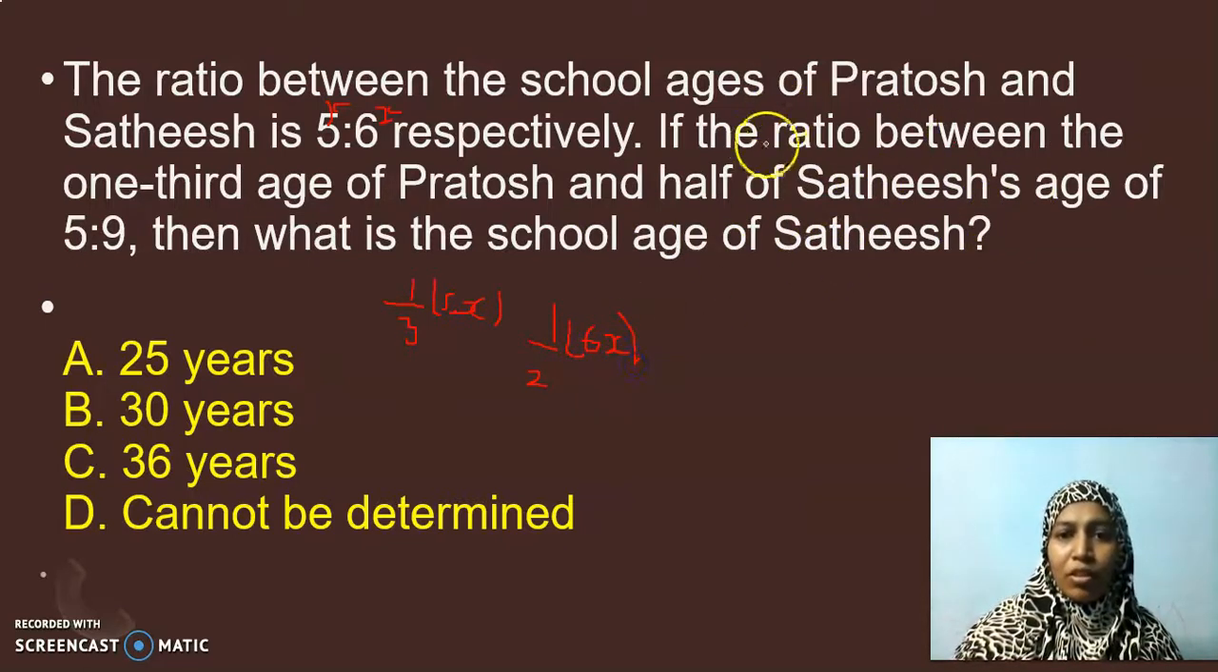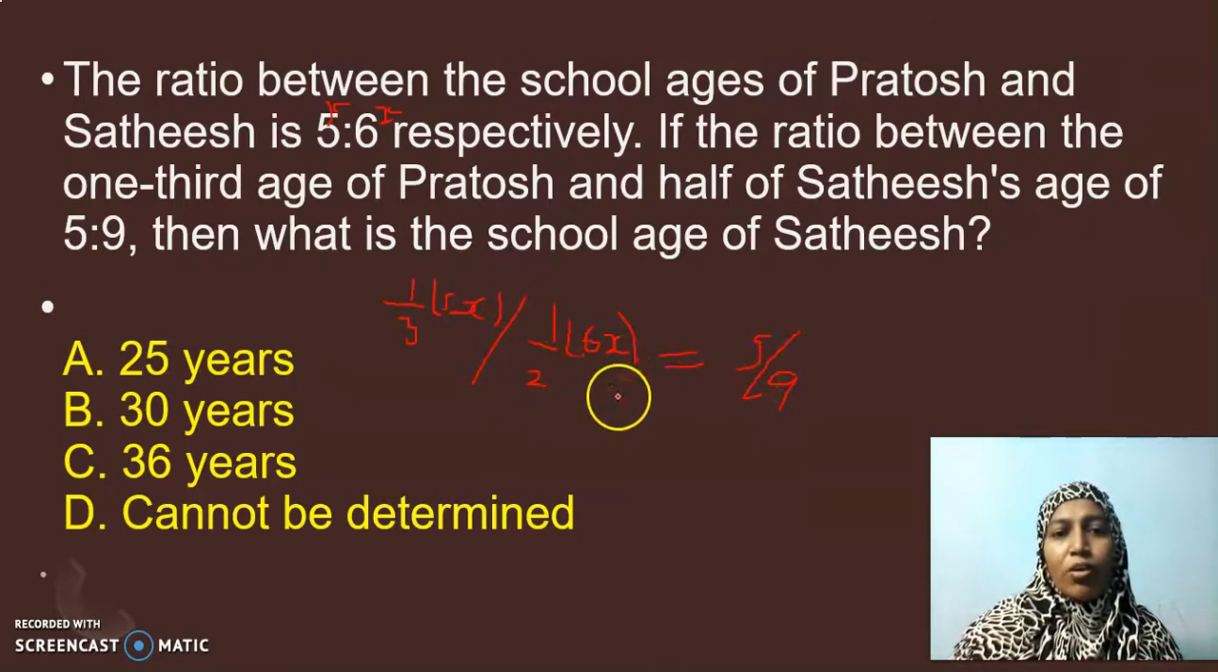Then you will have doubt. Now they are saying the ratio between these two. What is the ratio between these two? Ratio means I can have it as division also. This ratio is equal to the ratio 5:9, which means 5/9. We can have it in that sense also.